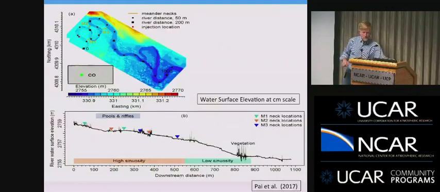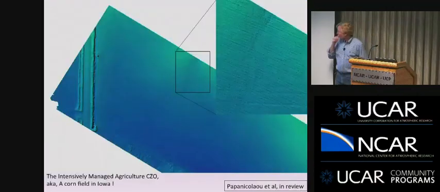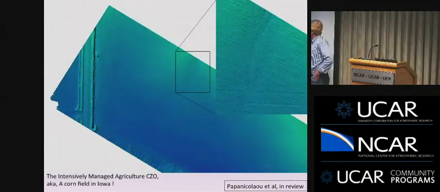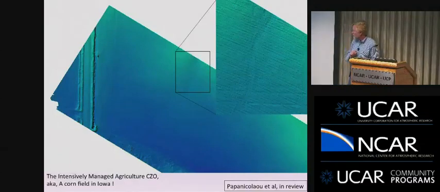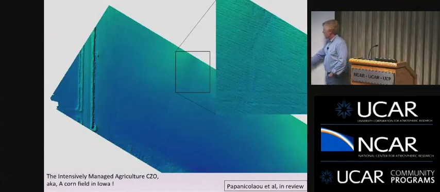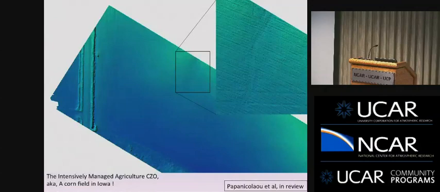Okay? Last example, this is from a cornfield in Iowa. This is the Critical Zone Observatory in Iowa, one of the two CZOs associated with intensely managed agriculture. And this is flown across the landscape of a flat cornfield before the corn was growing. Boring. Okay, it's flat, but I'm going to blow that picture up, and this is just using structure from motion.